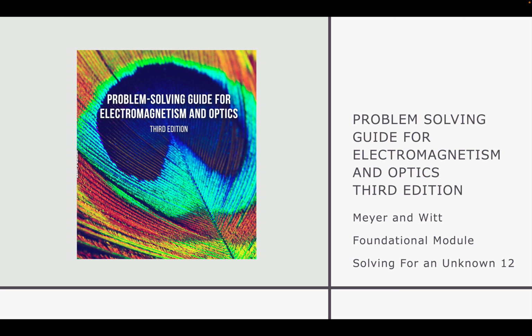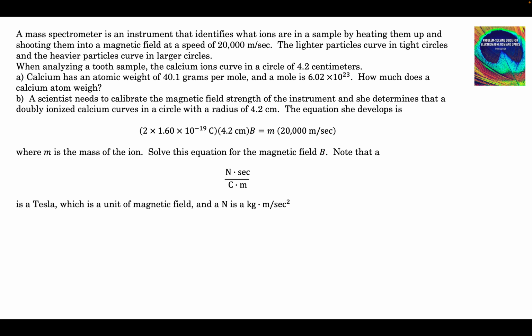This is a walkthrough of solving for an unknown, problem 12, which involves electricity and magnetism. We have a mass spec, which is an instrument that identifies the ions in a sample. It heats up the ions and shoots them into a magnetic field at high speed. The lighter particles curve in tight circles, the heavier particles curve in larger circles, and you can identify the ion by its mass. So we're going to analyze calcium ions.